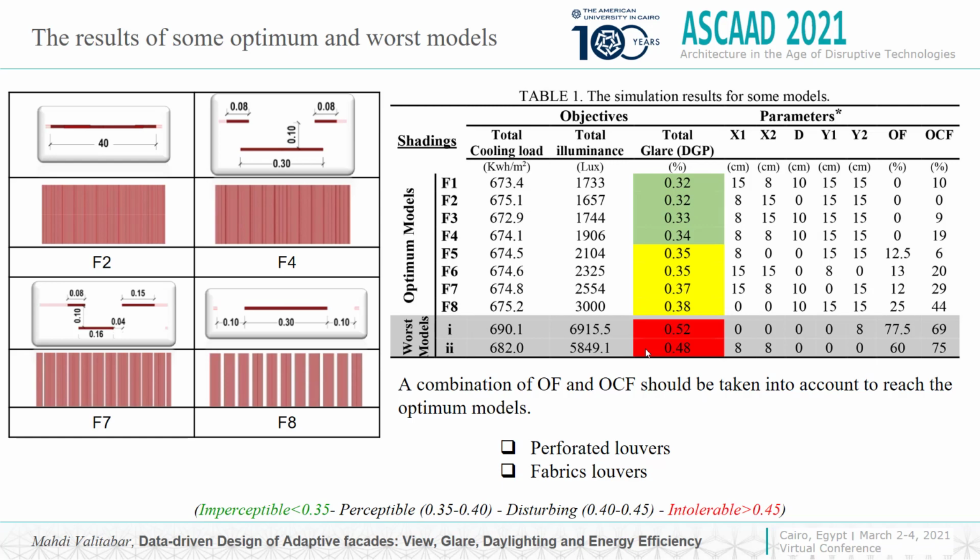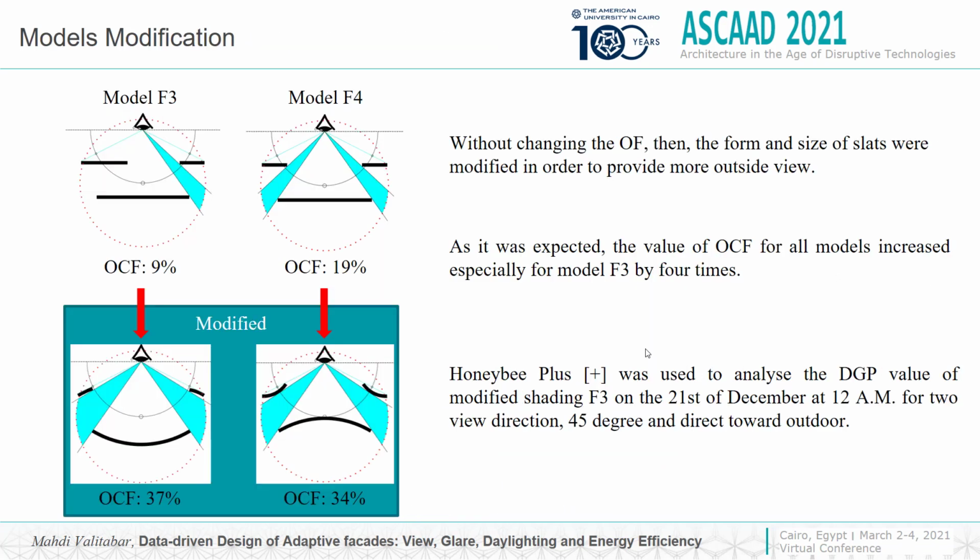Based on the simulation results, we concluded that a combination of openness factor and openness curvature factor should be taken into account to reach the optimum models. This is because the more the openness factor, the more the risk of discomfort glare through direct sun radiations. However, perforated and fabric louvers ought to be taken into account to reach a comprehensive method.